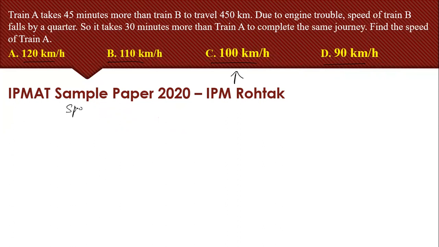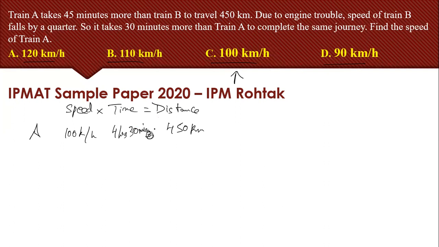So again, let me just write speed, time, and distance. Right? Distance is speed into time. Since these options are giving me the value of A, speed of train A, I'm assuming C as the right answer. Let me write 100 kilometer per hour. Distance is 450 kilometer throughout the question. So what will be the time according to this? How much time will A take? A will take 4 hours and 30 minutes to cover this journey.